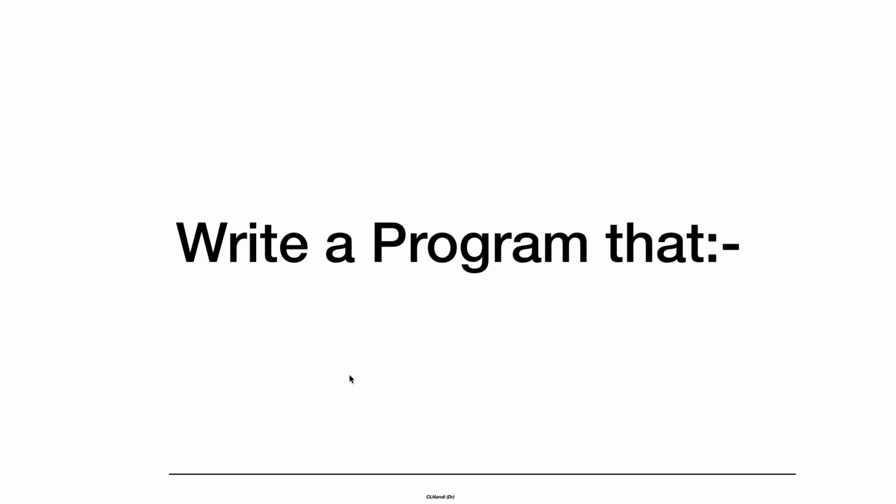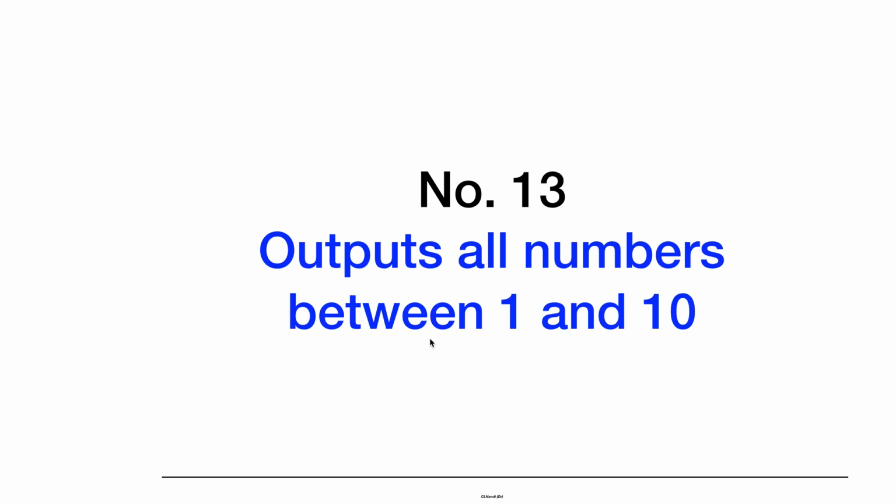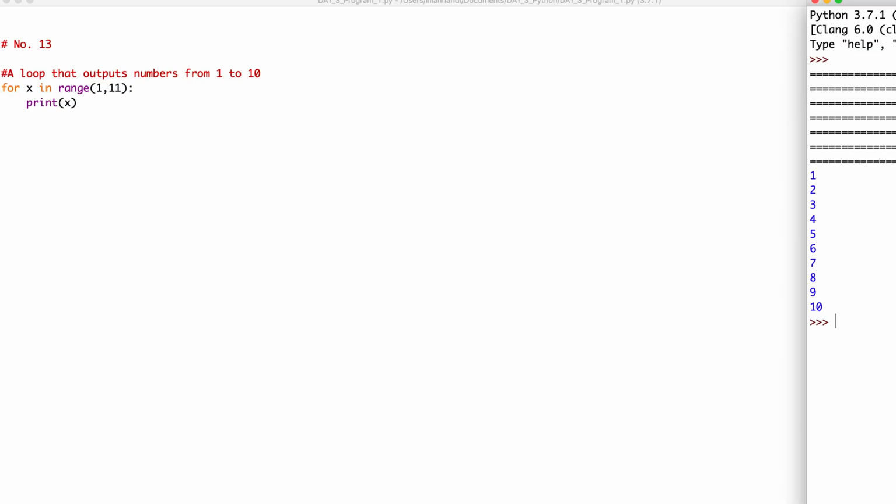Now, we write a program that, for number 13, outputs all numbers between 1 and 10. Okay, so here we have the code for it. Number 13, which reads the code for x in range 1, 11, print x, and this is the output: 1, 2, 3, 4, 5, 6, 7, 8, 9, 10.